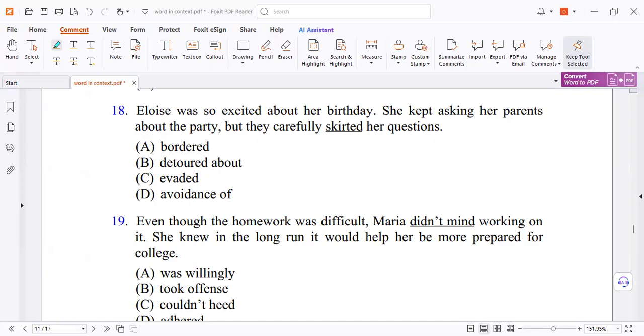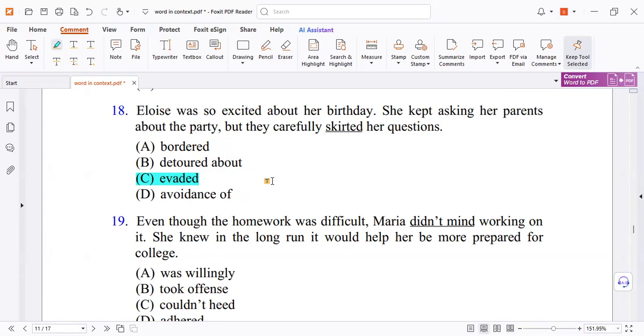The answer is D. No. No. D. Letter B, no. C. Letter C, correct. So evade, it's from the word avoid. Similar sound. Look, avoid, evade. This means you want to escape from something, circumvent.